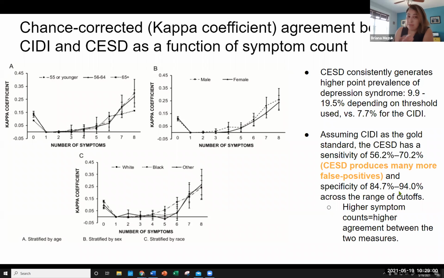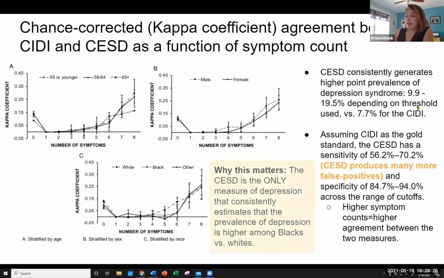And then if we assume temporarily that the CD is the gold standard, and we calculate sensitivity and specificity, even though this is not the true gold standard, we get a sensitivity of 56 to 70% and a specificity of 85 to 94%, which indicates that the CESD is producing many more false positives, which is of course consistent with the much higher point prevalence estimates across this range of thresholds. So why does this matter? Well, it matters because the CESD is the only measure of depression that we use in population research that consistently estimates that the prevalence of depression is higher among Blacks than whites.